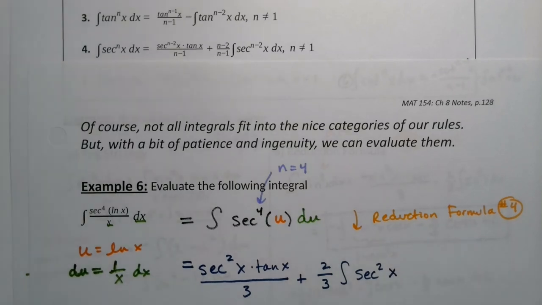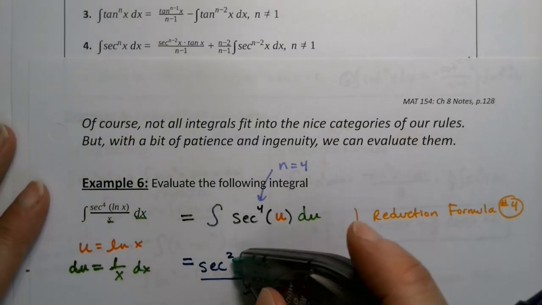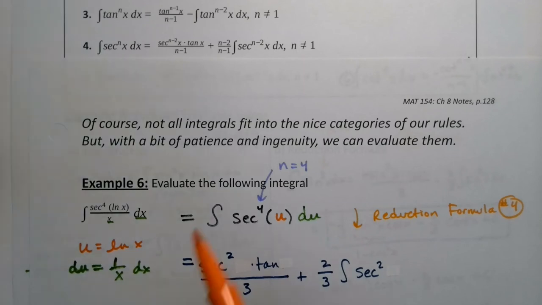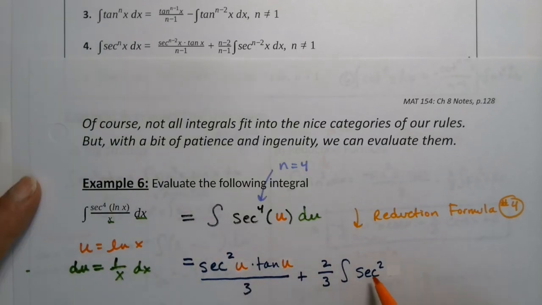Oh, except this is u. I'm sorry, I forgot that we're not using this for x. We're using this for u. So everywhere there was an x, we'll have a u right here. Like that. All right. And du.